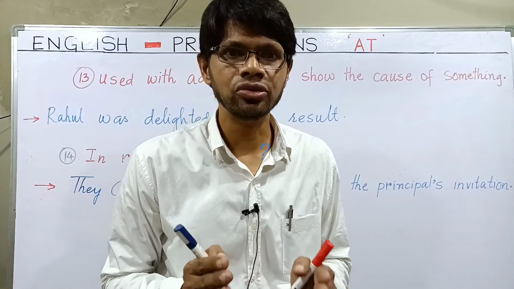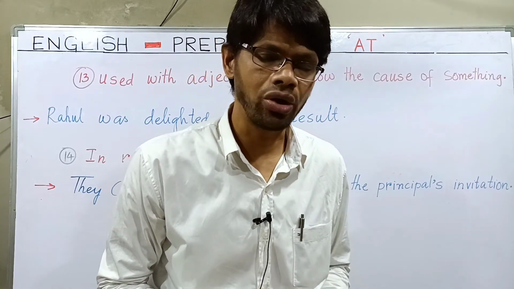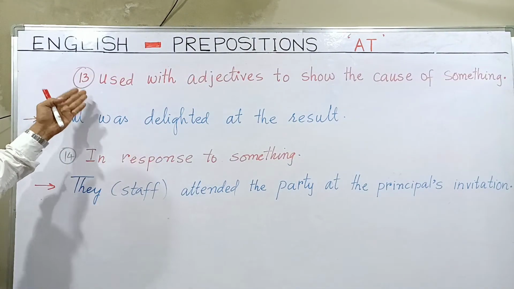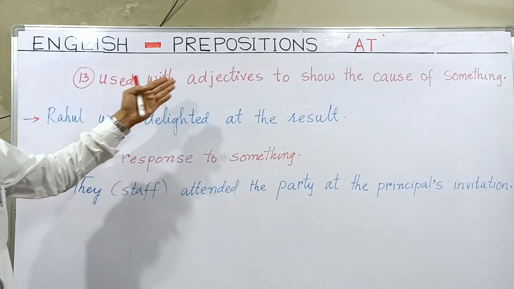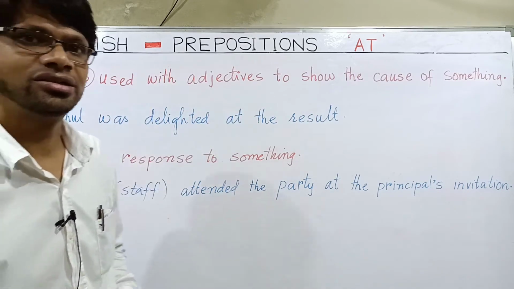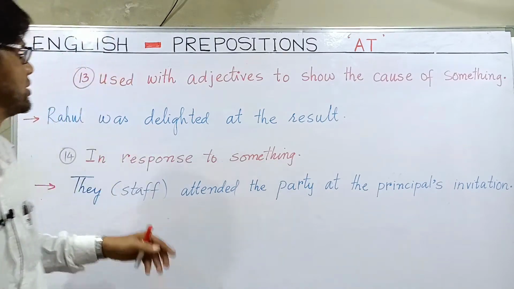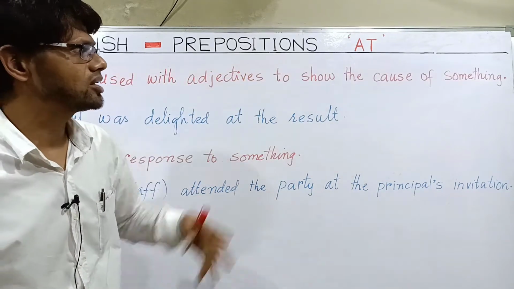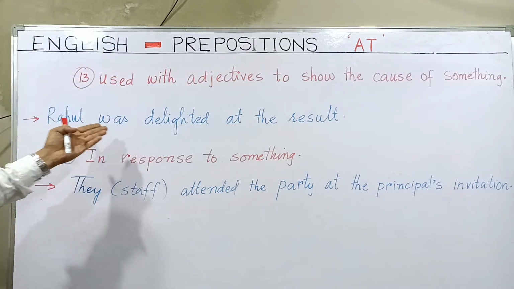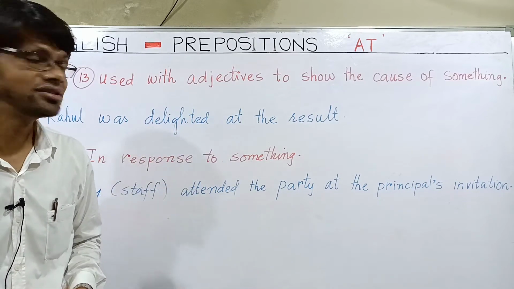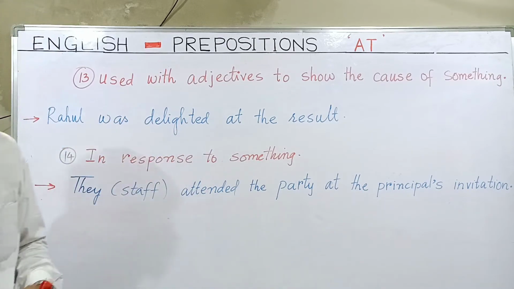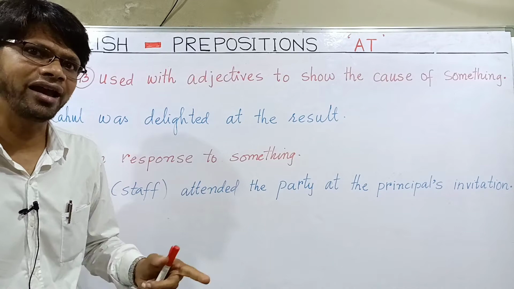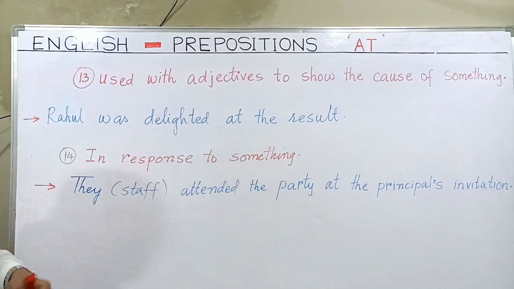Now it is time to move on to the next use of preposition at. So we have here use number 13. It is used with adjectives to show the cause of something. Example: Rahul was delighted at the result. How was Rahul? Rahul was very excited, very happy. Rahul was extremely happy or delighted at the result.